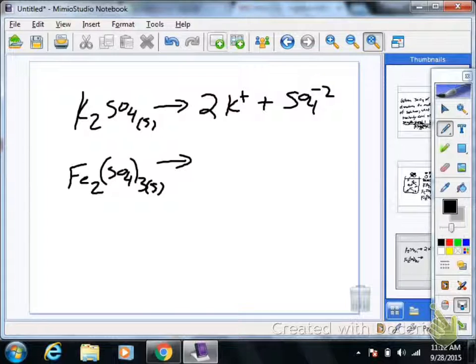So what we do is we just have to recognize that the polyatomic ions stay together. And so this SO4 has to stay together. It's not going to break apart. Okay? So every time we have an ionic solid, that's what these are, when they break apart, the polyatomic will separate from the other ion.